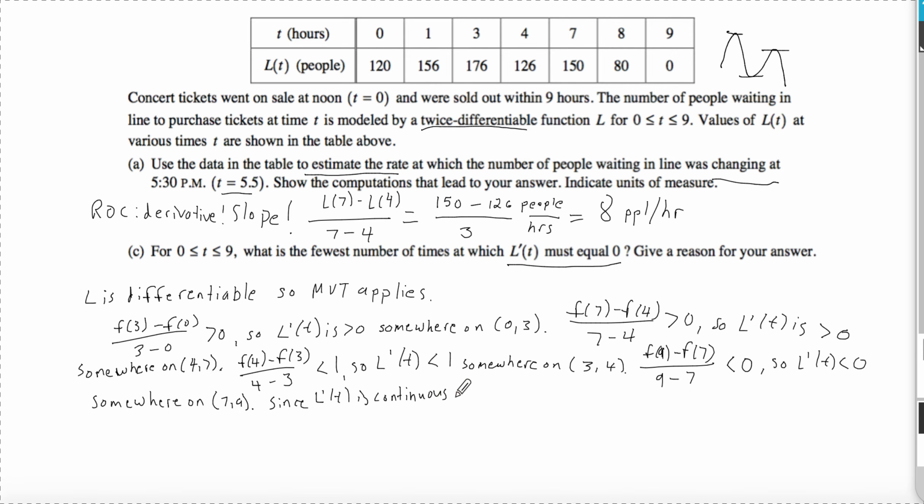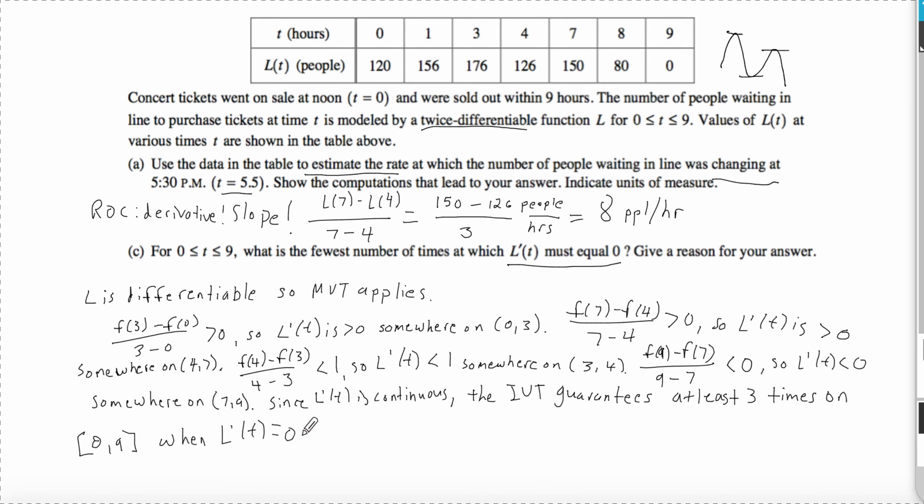Since L prime of t is continuous, the IVT guarantees at least 3 times on 0 to 9 when L prime of t equals 0.